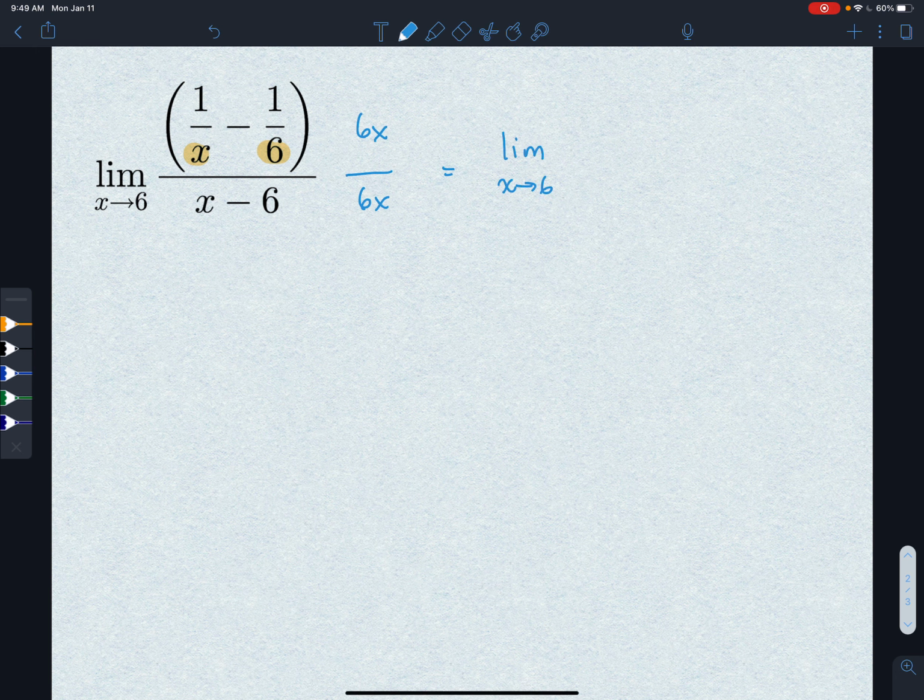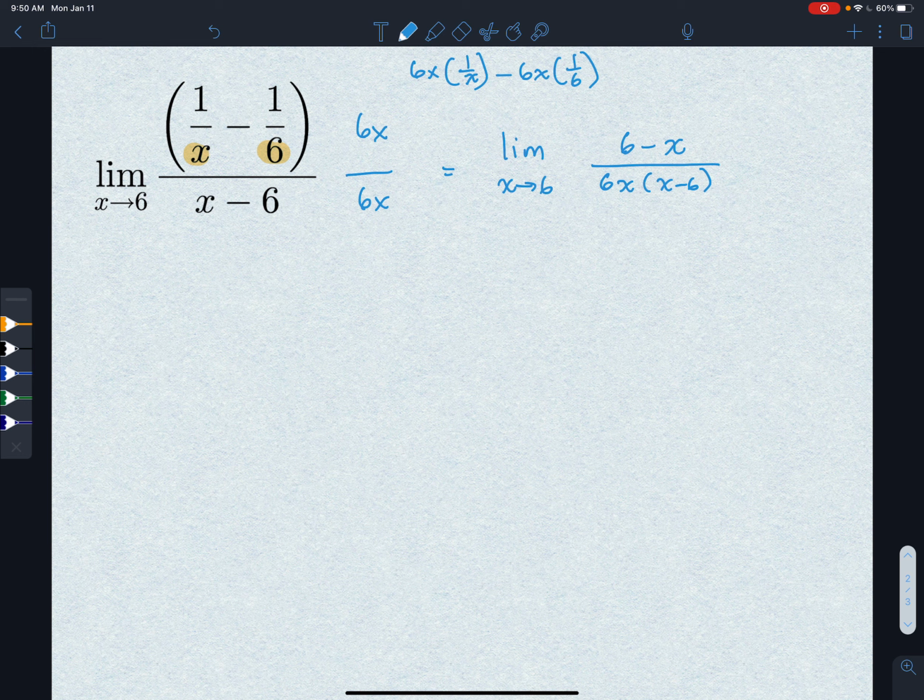Now here we have 6x times a quantity, 1 over x, minus 6x times 1 over 6. So that to me looks like 6 minus x all over. Now the denominator, since the goal is usually to remove a common factor, I don't multiply out the denominator. So I'm going to leave that as 6x times x minus 6. And this is looking a lot nicer.